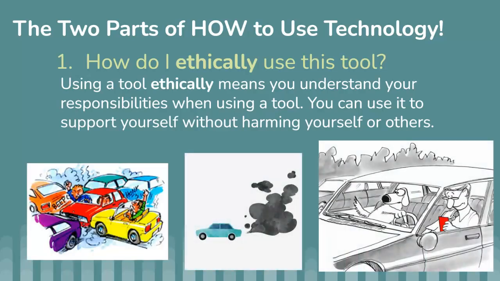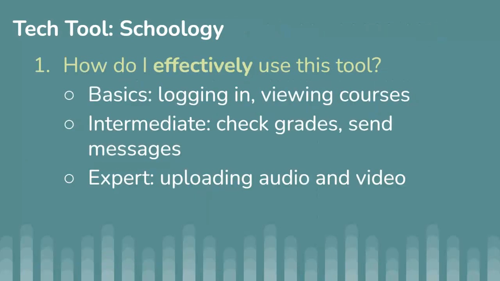So what about ethically? The definition, as we're talking about it, means you understand your responsibilities when you use that tool, right? You can use it to support yourself without harming other people. Maybe this is easier to see with the car analogy. A car is a great tool, but ethically means you're not going to do some of the things that you see below, right? Crashing it, letting your dog drive it, stuff like that. You're going to be ethical about it.